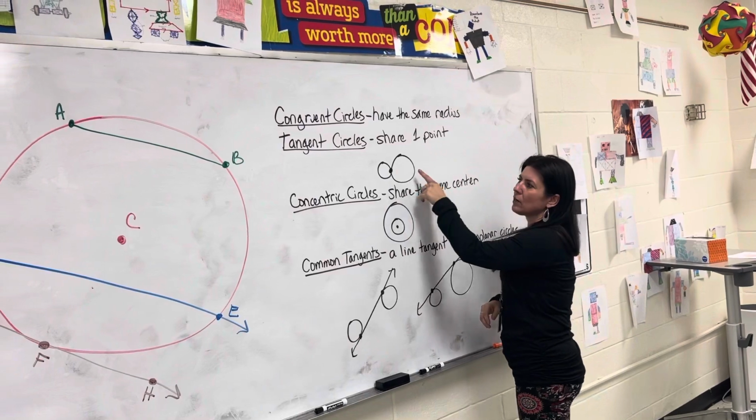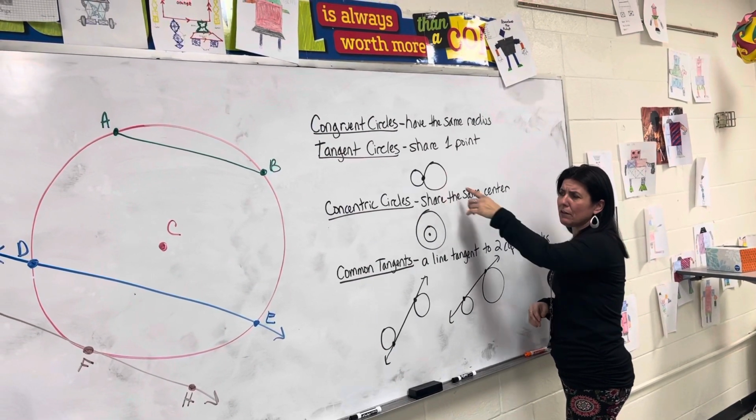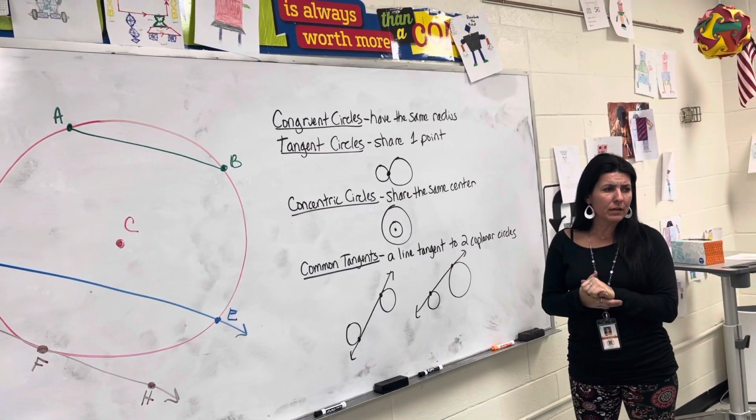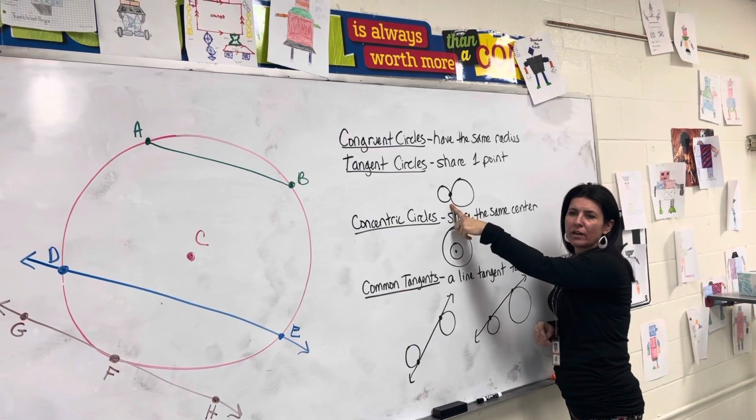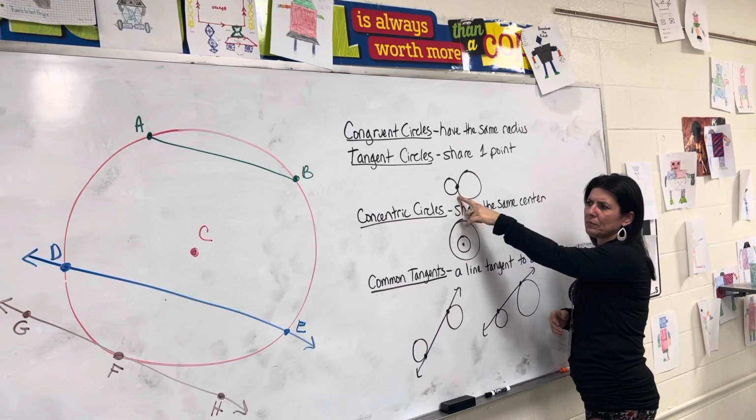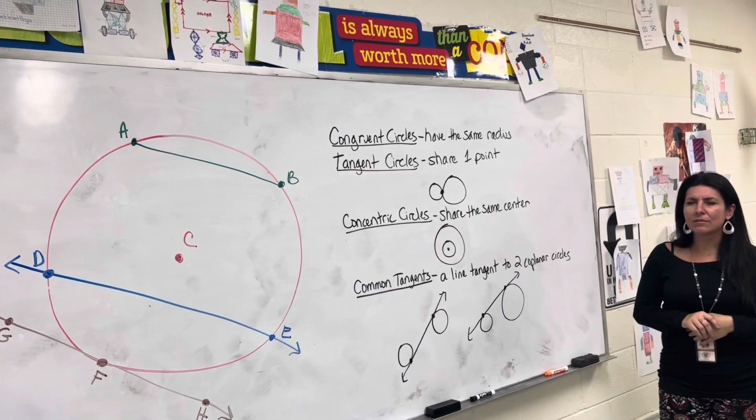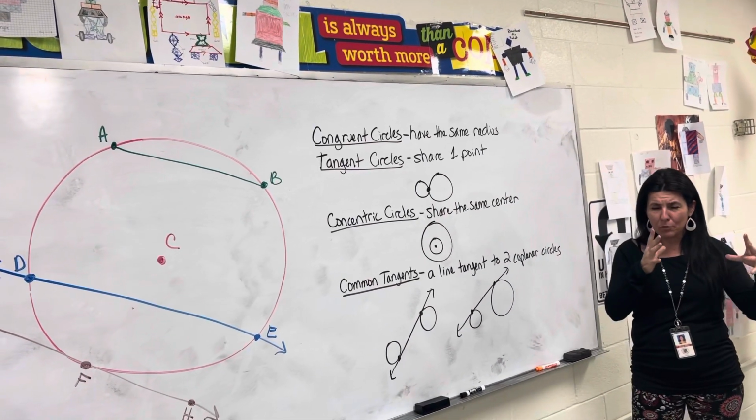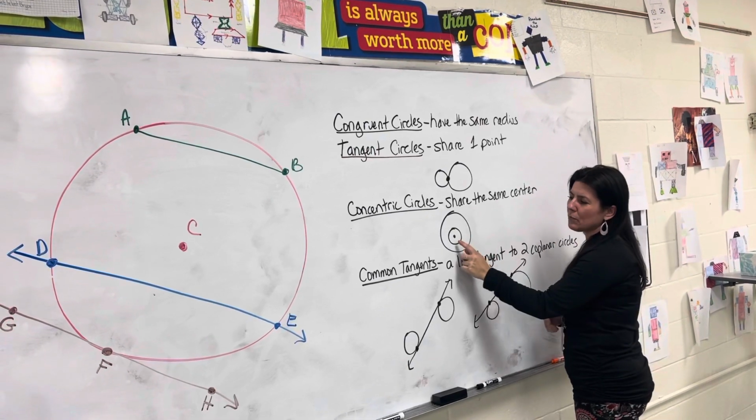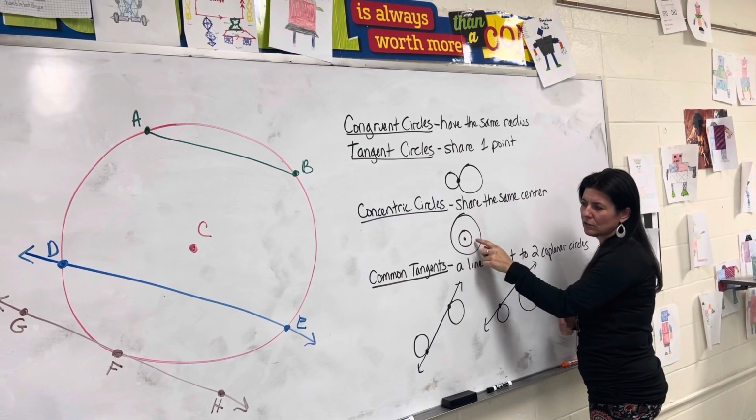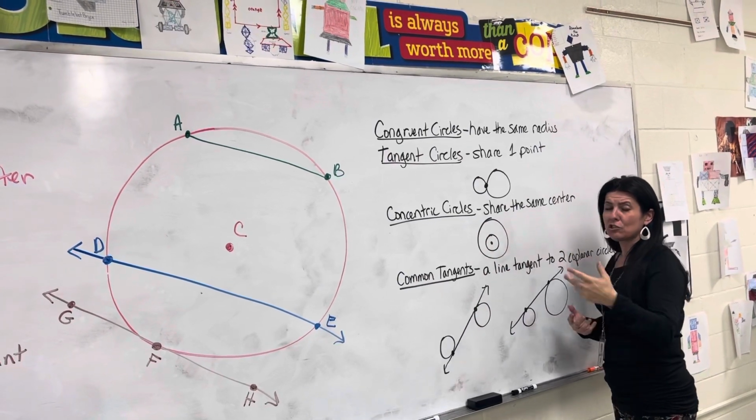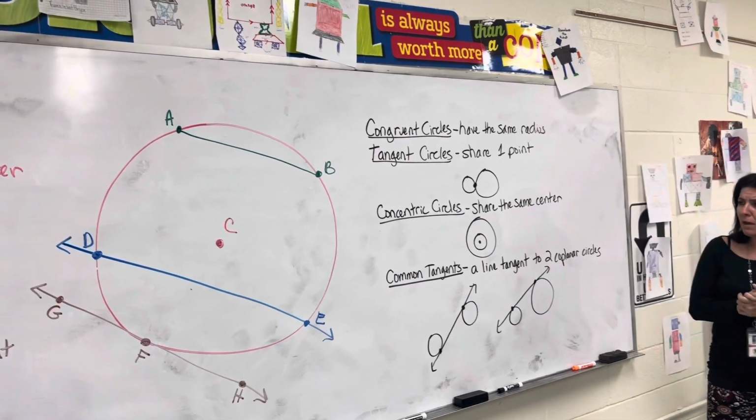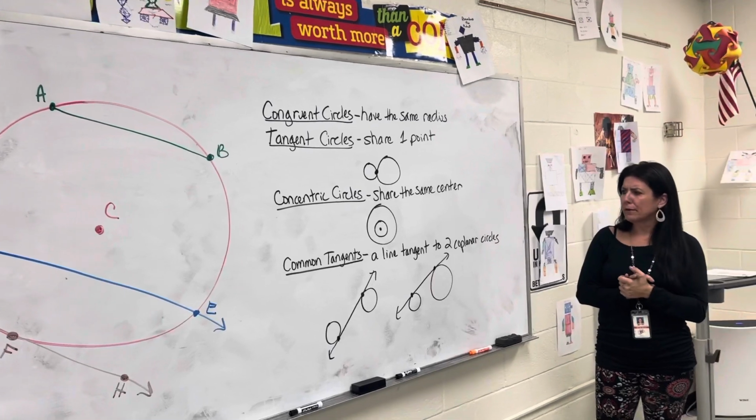Tangent circles, they share 1 point. If you think about what the word tangent meant a minute ago, it only touches the circle at 1 point. Tangent circles only share 1 point. That should make sense. Concentric circles, they have the same center. So I'm not a perfect circle drawer, but this point is the center of the smaller circle. This point is the center of the bigger circle. They share a center. It's almost like a target, if you want to look at it that way.